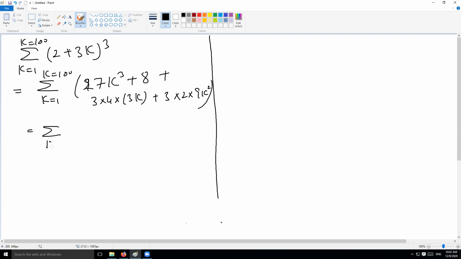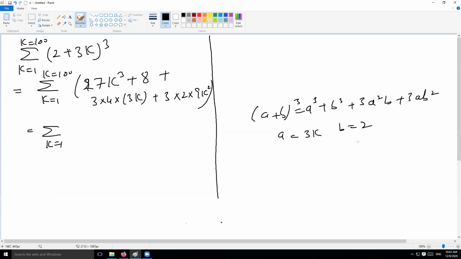Sir, which expansion did you use on the side? Now, you used the formula for a plus b whole cube, right? So what's the formula for a plus b whole cube? a cube plus b cube plus 3a square b plus 3ab square. And I'm saying substitute a equal to 3k and b equal to 2. So what you're going to get is 27k cube, 8, and 3 times 4, that is 2 square, times 3k, plus 3 times 2 times 9k squared. I just applied this formula, so I assumed that maybe everyone knows it.